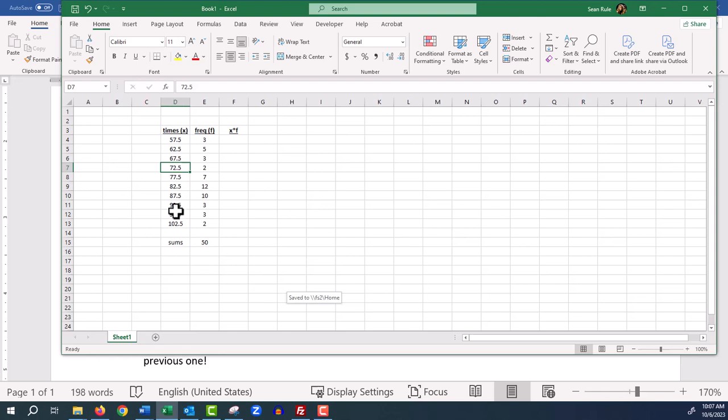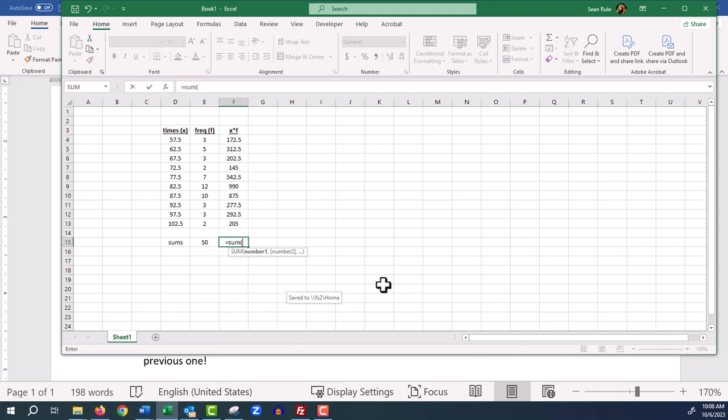Well, there's a lot of them, right? Like the 87.5s, there's 10 of them. Now, that's easy enough to do. It's 875. But it's much easier, as you all told me in class, to just multiply. So I'm going to do that. I'm going to multiply all the way down. And then what's going to happen is we're going to sum that up.